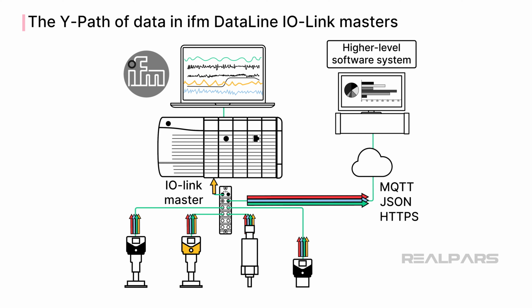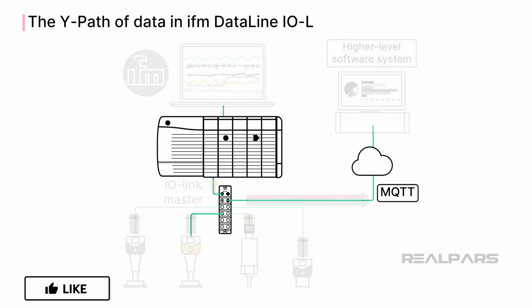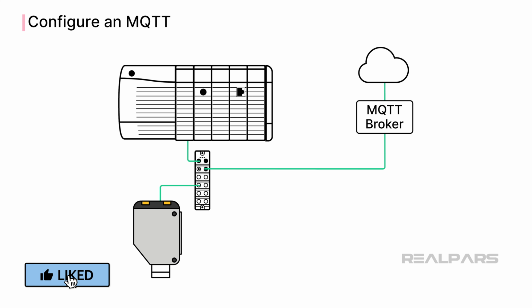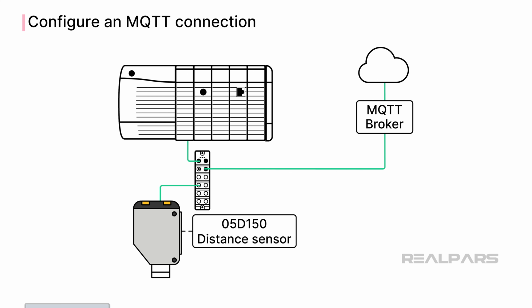Let's see how we can use the Y path to send data to a higher-level software system using MQTT. In this video, I'll show you how to send data from an O5D150 distance sensor to the cloud via an AL1326 IFM DataLine IO-Link Master using the MQTT protocol. In case you haven't heard of it, MQTT is a lightweight publish and subscribe communication protocol that is being adopted for IIoT communications.